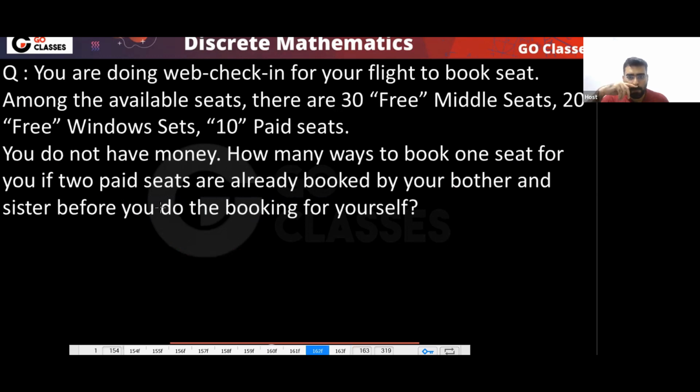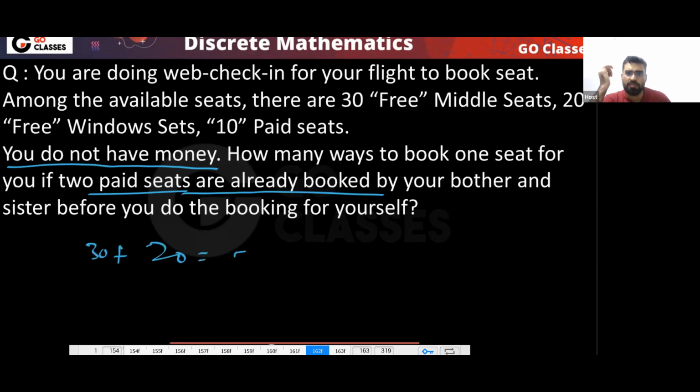Okay, and what about this? You do not have any money, and 2 paid seats are already booked by your brother and sister. You do not have any money, but your brother and sister are very rich, so they have booked 2 paid seats for themselves. So what is the answer? Again, the answer is 50, because they booked the paid seats. So you can take anything.